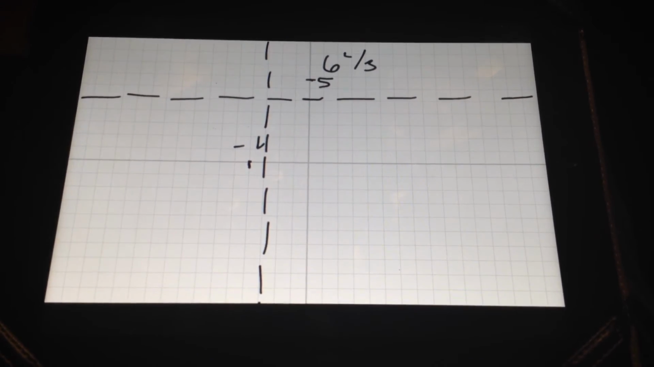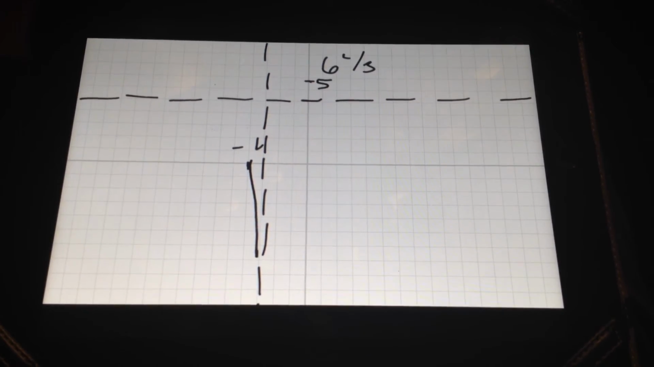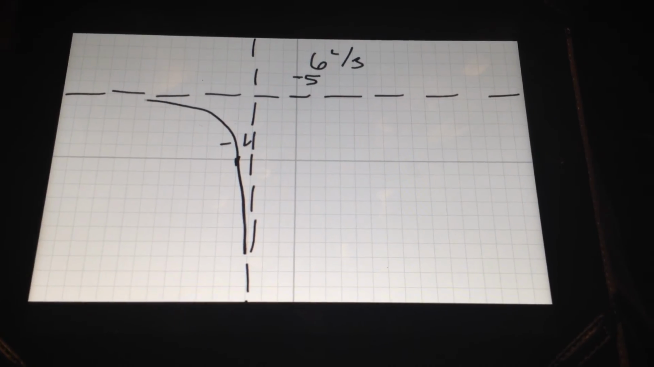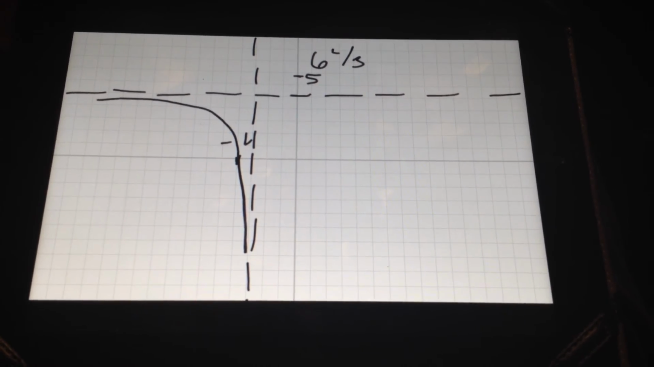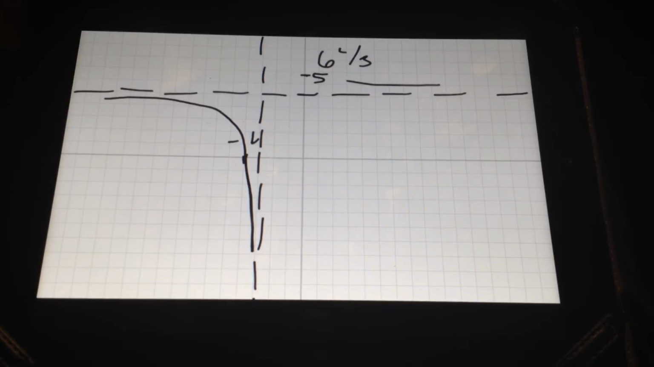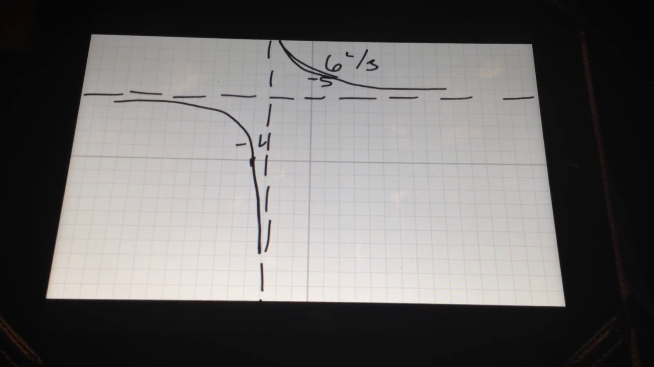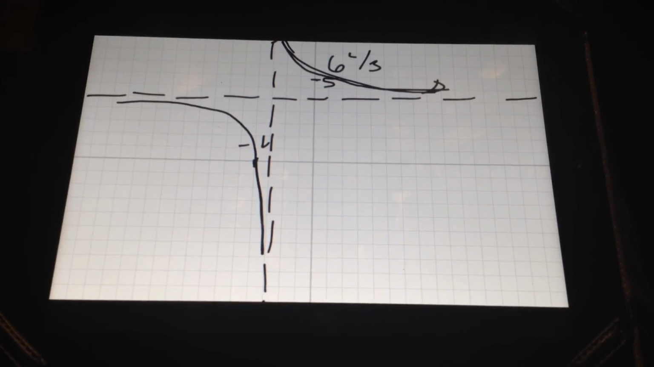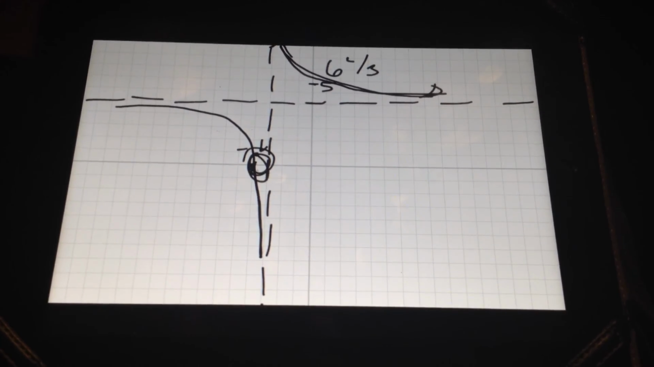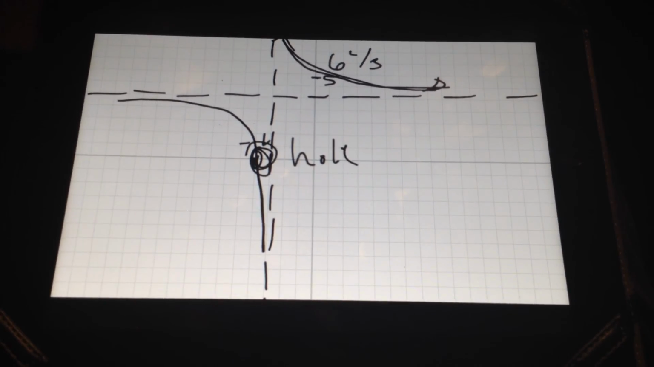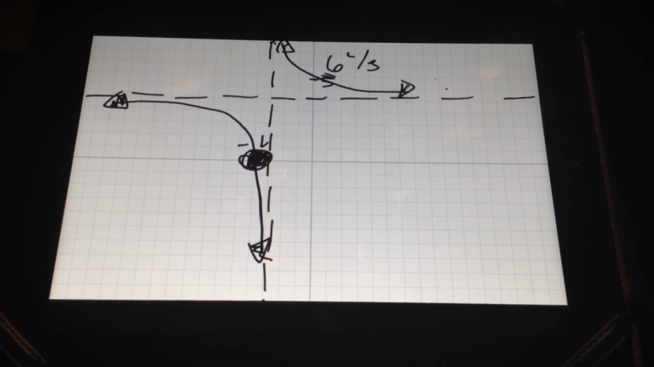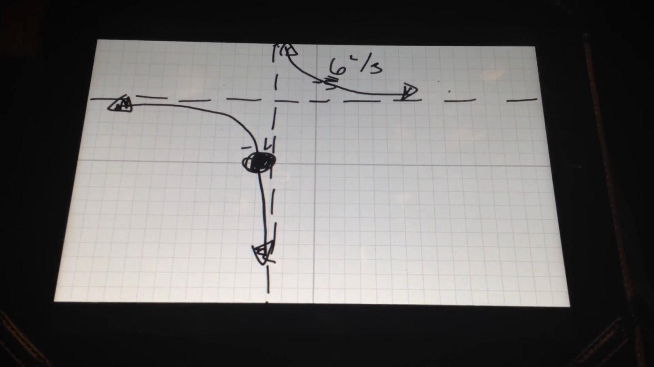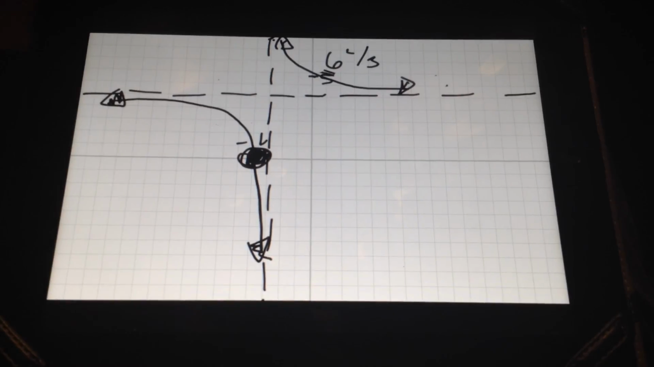See, the x-intercept is on this side. It'll get really close to the asymptotes, but will not actually touch. Same with this side. It goes through the y-intercept right there. We can't forget to put in the hole. And this is what the graph would look like. And that's how you find all the necessary information to create this.